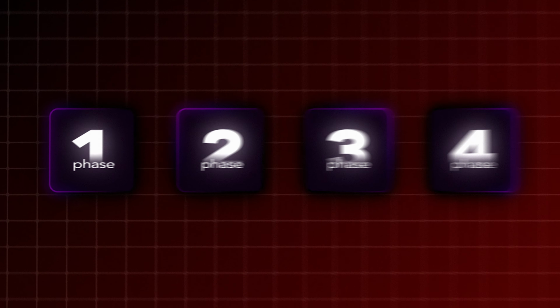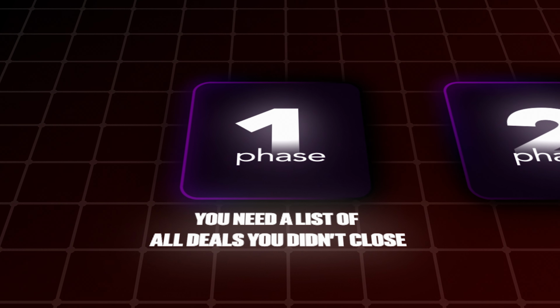So the first step is you need to make a list of deals that didn't close. In this situation, I was under a lot of pressure to get a deal closed. And I was very nervous because sales reps weren't closing anything and they were starting to let people go. And I didn't want to be one of those people.